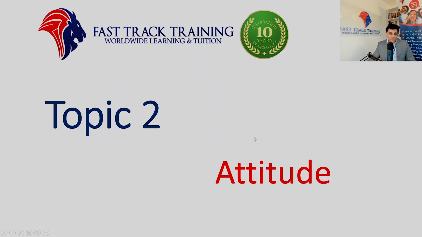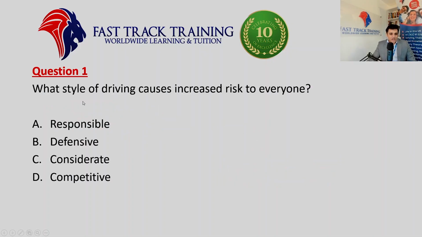Let's go on to topic number 2, which is attitude. What style of driving causes increased risk to everyone? Responsible, defensive, considerate, or competitive? The correct answer is competitive. So what's a risky way of driving? Driving like a race car driver, competitive, like going vroom, vroom, vroom. I want to overtake you because you're an ambulance. Very, very dangerous driving.